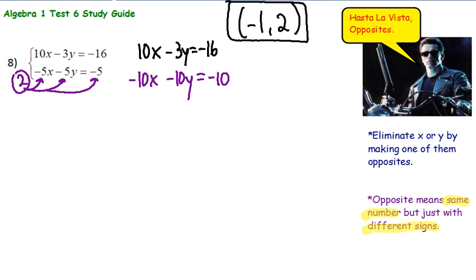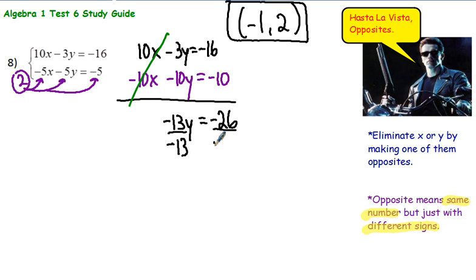And then I'm going to add that up. And who am I going to say hasta la vista here to? It looks like the x's, right? So hasta la vista. They're out. Let's see how many y's we got. You got 3 y's, got 10 more y's. They're negatives, by the way, right? 3 negatives, 10 more negatives to give you a total of 13 negatives. And then if you look at the numbers, you got 16 negatives and 10 more negatives, so you got a total of 26 negatives. And then we just want to solve for y at that point, so let's divide both sides by negative 13, and we get y is equal to 2.